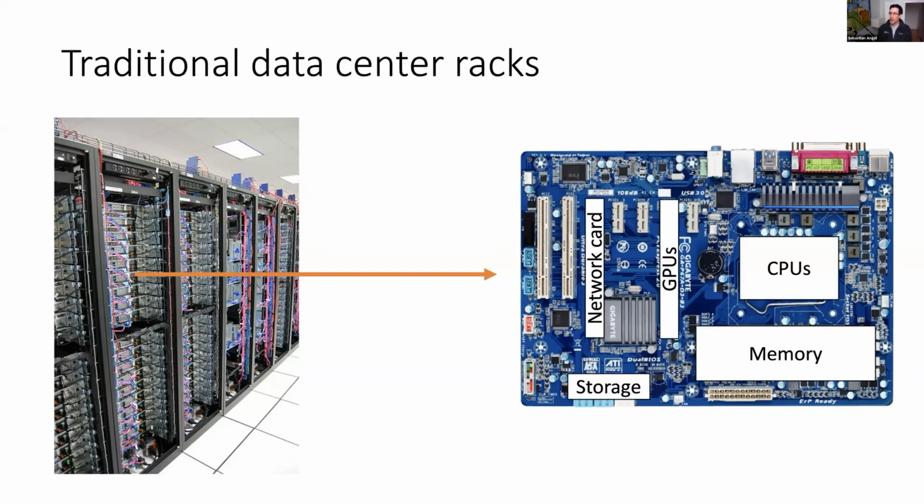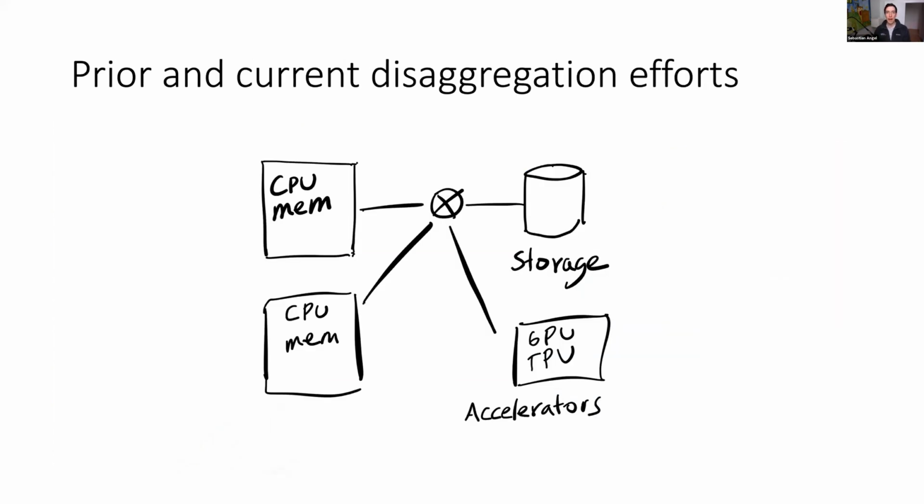We're going to have a bunch of memory. We're going to have GPUs. We're going to have storage, network cards, and so on. In contrast, when we disaggregate the systems, what we're doing is essentially taking resources away and splitting them up and connecting them with a very fast network, which I'm showing in this diagram here.